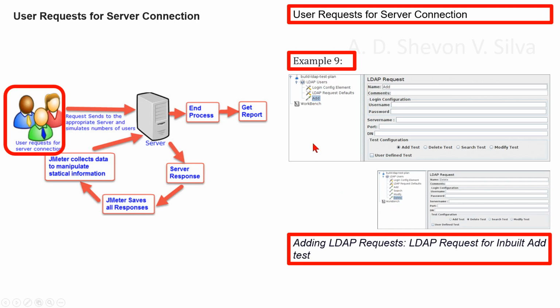Start by adding the first LDAP request to the LDAP users element. Add, then sampler, then LDAP request. Then select the LDAP request element in the tree and edit the following properties. One, rename this element to add. Select the add test radio button in the test configuration group. This figure shows the LDAP request for the inbuilt add test.